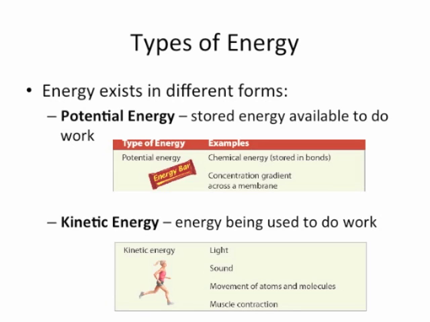Movement is a big thing, so kinetic energy often involves motion of some sort. So movement of atoms, movement of molecules, muscle contraction, these are all forms of kinetic energy. So potential energy is stored energy. Kinetic energy is energy that's being used to do some sort of work. Okay.